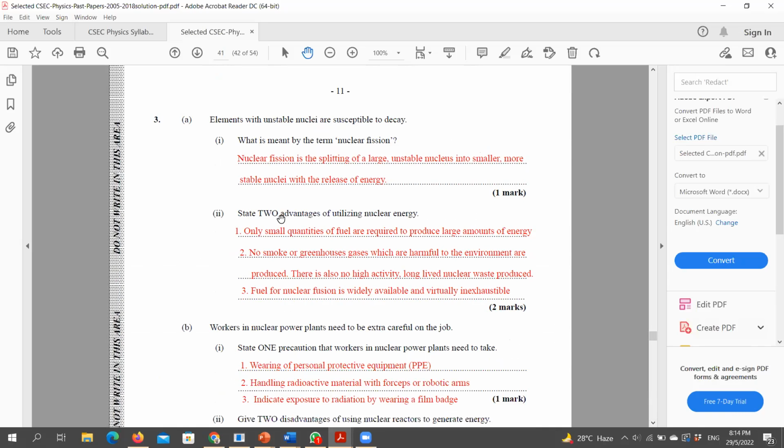This question is a radioactivity question again. What is meant by the term nuclear fission? Nuclear fission is splitting of the nucleus. So usually we have a relatively large nucleus splitting into smaller ones, and of course these smaller ones might be more stable.